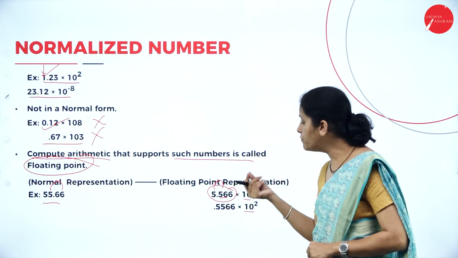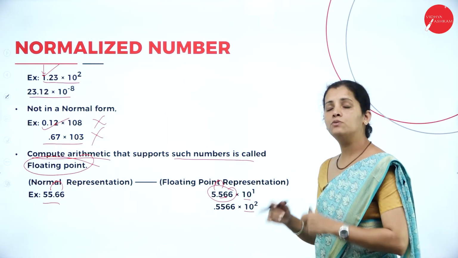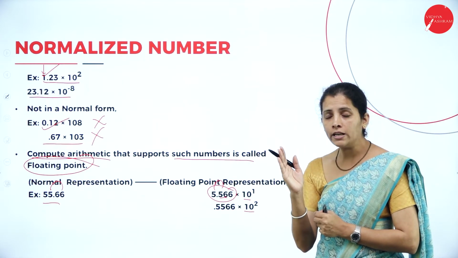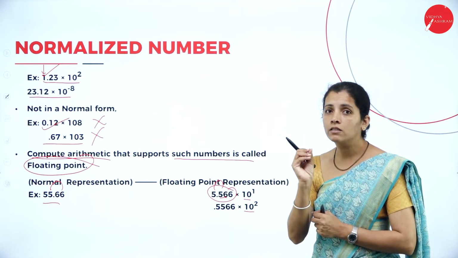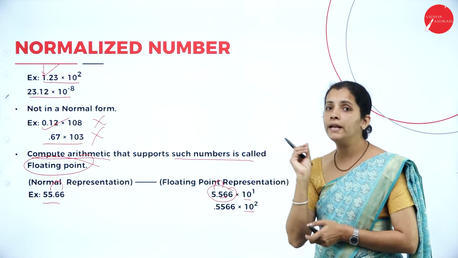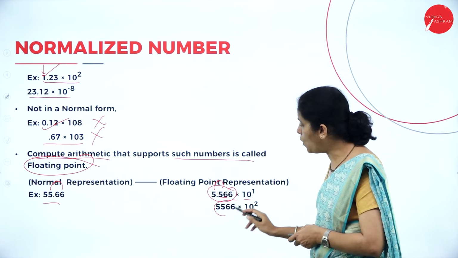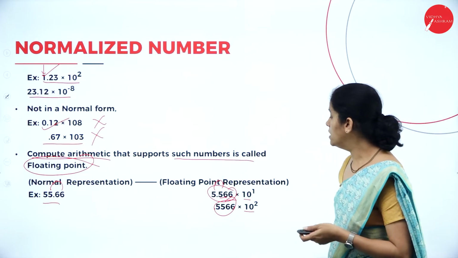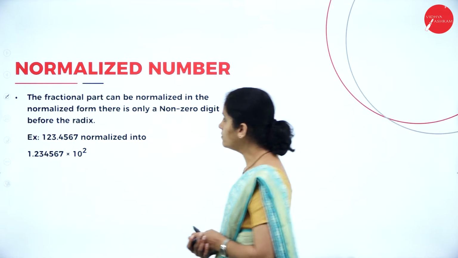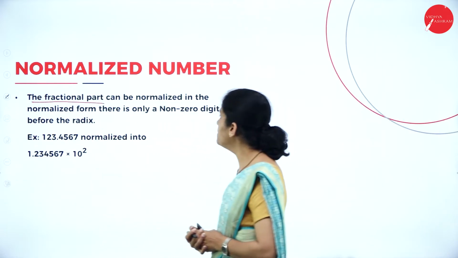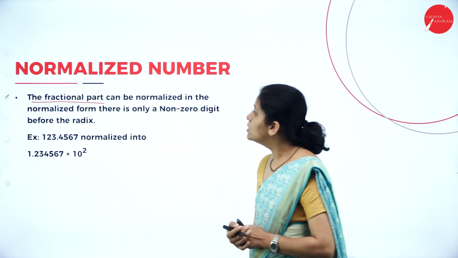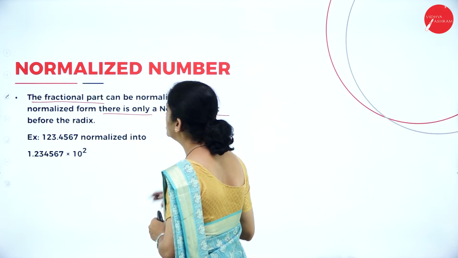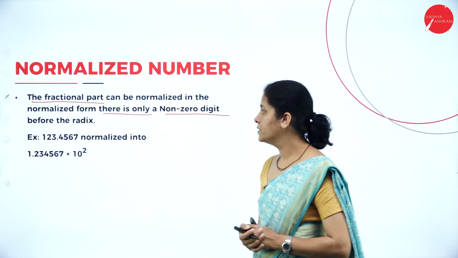So, how to read it? It is 0.5566. That means whatever digits I get after the decimal point, I want to consider one digit at a time. I cannot consider the whole number at once. I want to consider one digit at a time. Now, the fractional part can be normalized. In the normalized form, there is only a non-zero digit before the radix point.